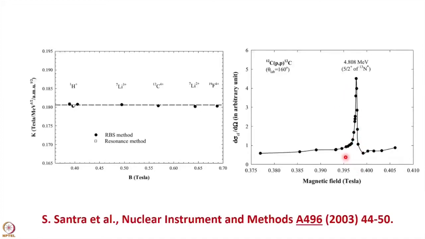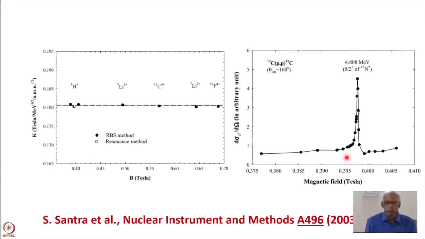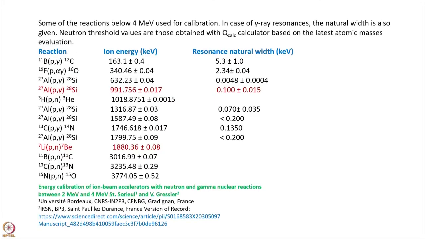And we found that the energy or the K value obtained from these two methods are consistent. They agree very well. Now, so far I only talked about the aluminium (p,gamma), that is one resonance. In literature, you will find that there are several well defined resonances that have been studied. And not only resonances, but also neutron threshold experiments have been done, and some of them are listed.